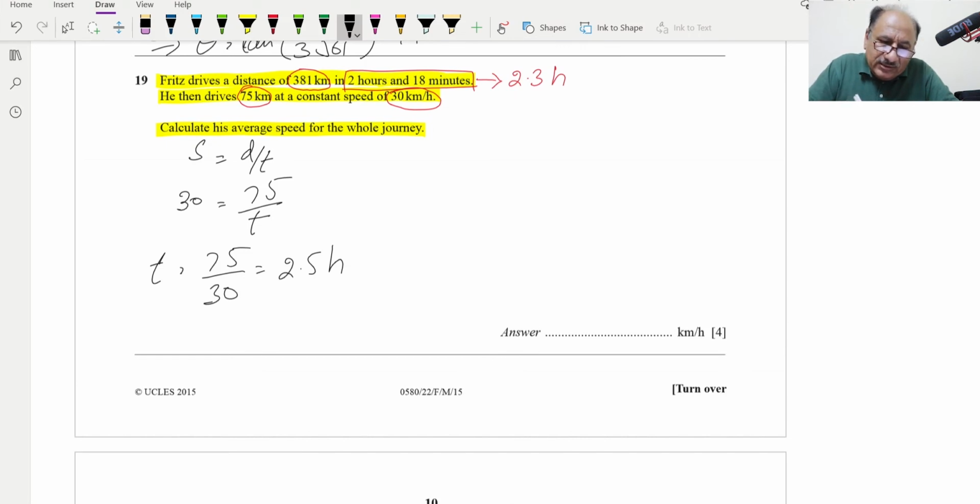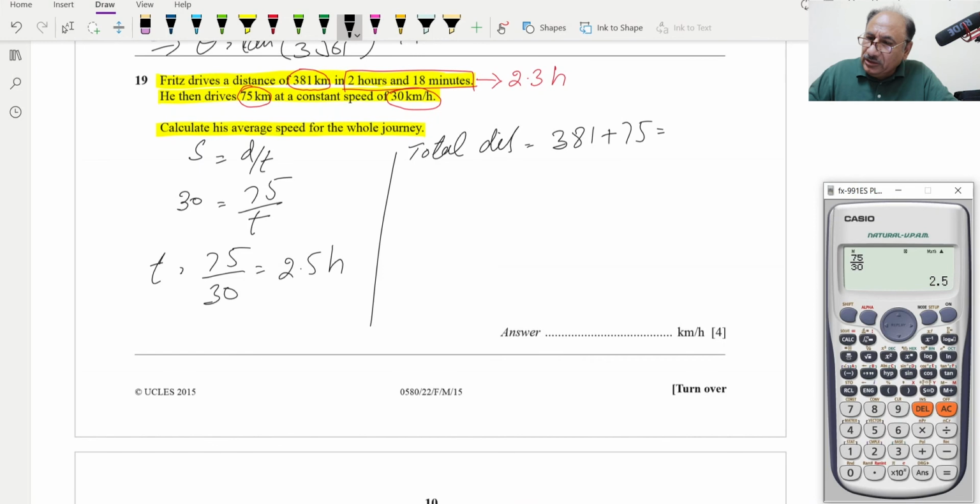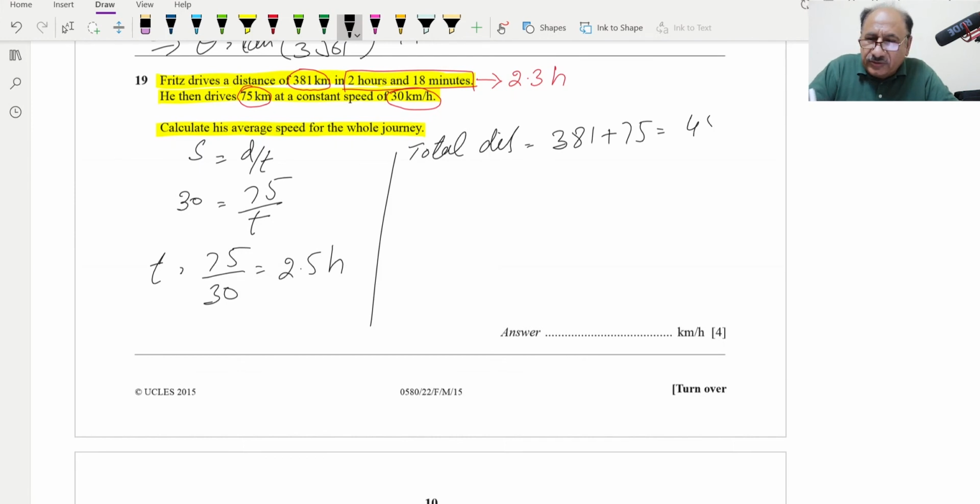So we have two distances. Total distance is equal to 381 kilometers plus 75 kilometers, which is equal to 381 plus 75 will be equal to 456 kilometers. So this much is the distance, and average speed is required.